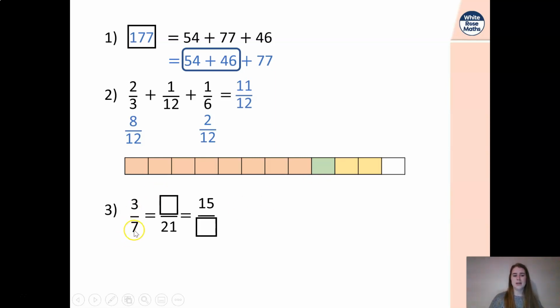Now here we need to think, well, how do we get from 7 to 21? We know we multiply that by 3, so 3 times 3 is going to be 9. And then we need to think to ourselves, well, how do we get from 9 to 15? Now it's got to be equal to... So if you think about it, we've got 3/7, you've got 9/21, we've then got 15/35. So you've got to be able to work out the difference between the numbers.